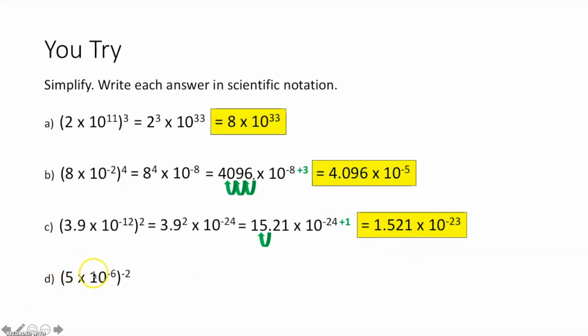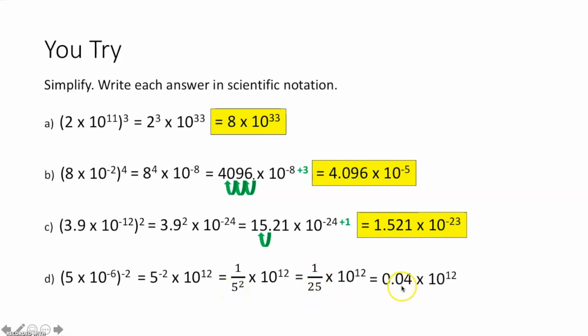Lastly, this 5 to the first power, you're going to have to take this -2, multiply it to the -6 and to the 1 here. So it'd be 5 to the -2nd times 10 to the +12. Now, what's 5 to the -2nd? Well, since the negative exponent, right, you move it to the denominator. So it becomes 1 over 5 squared, which is 1 over 25. Now, 1 over 25 written as a decimal is 0.04.